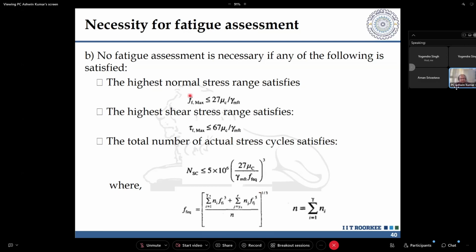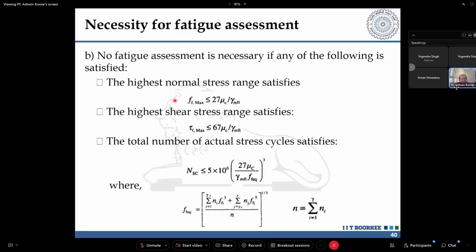But if your highest normal stress range is below 27 divided by mu c by gamma mft, we just did the calculation for that, the 67 one. We have checked whether the fatigue assessment has to be done or not; it can be assessed based on this particular formula. Mu c is the correction factor for thickness, I said. Gamma mft is the partial safety factor for the fail-safe and safe-life kind of concept.